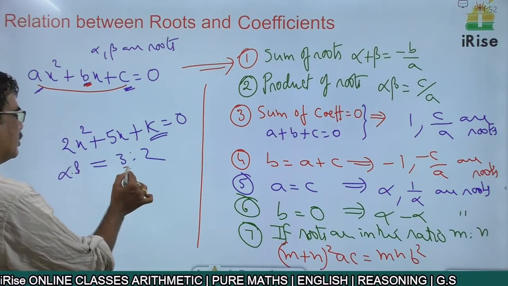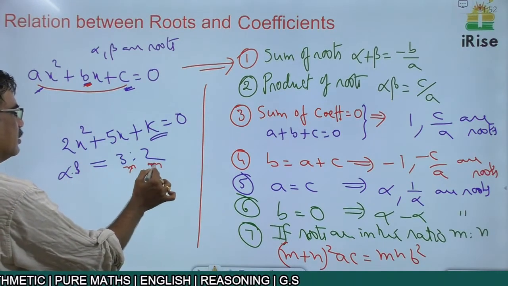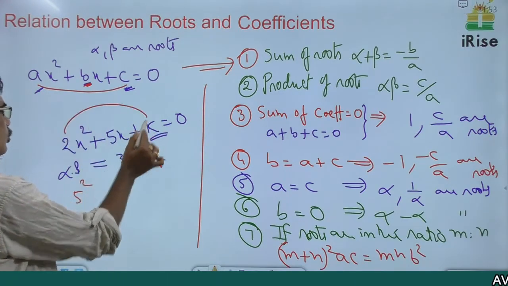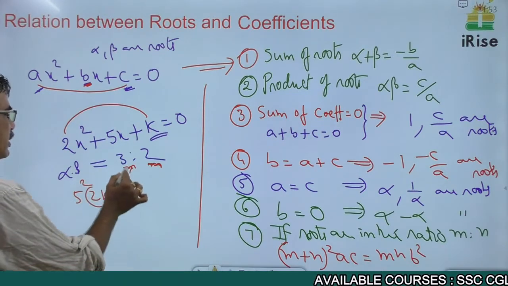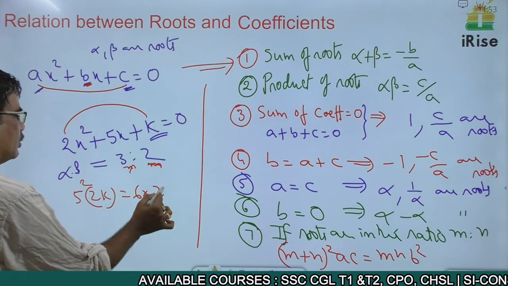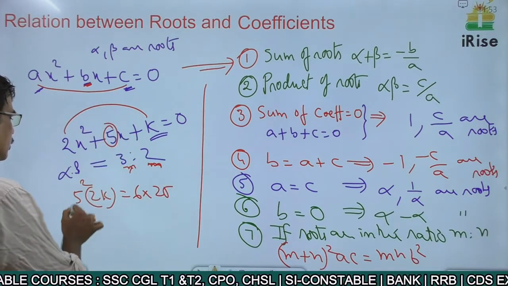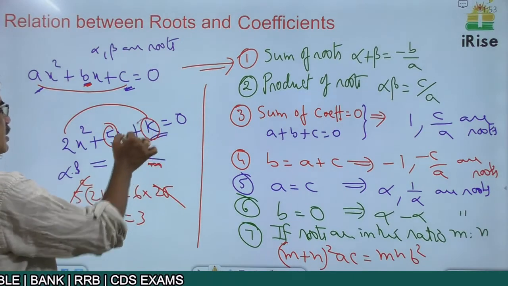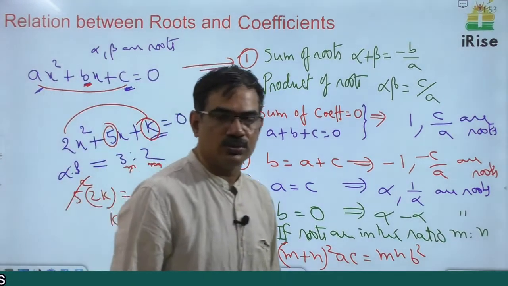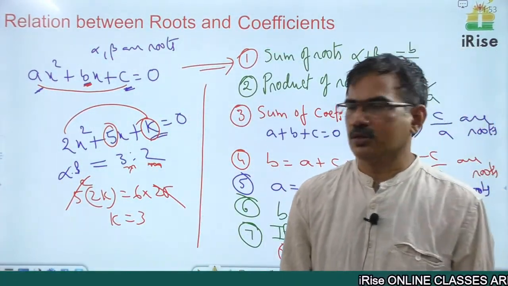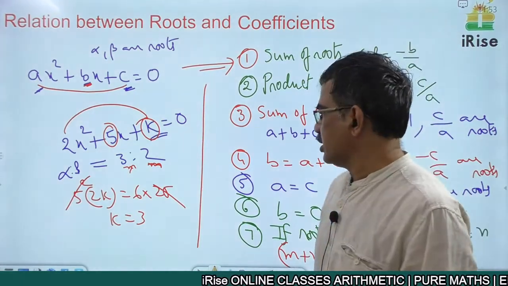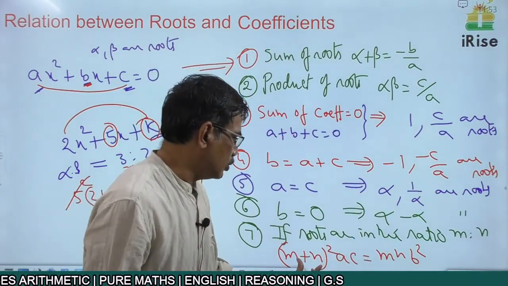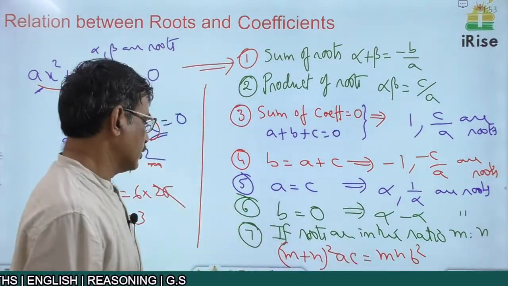m plus n, this is m, this is n. (m plus n) which is 5, whole square, into AC which is 2k, is equal to mn which is 6, into b square, which is 25. This is b. 5 square, 25 gets cancelled, 2k is equal to 6, so k is equal to 3. If this is 3, then the roots are in the ratio 3 is to 2. So if roots are in the ratio m is to n, then (m plus n) whole square into AC is equal to mn b square.